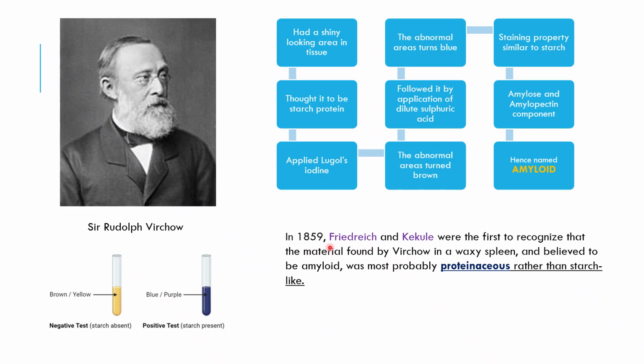But in 1859, Friedreich and Kekulé were the first to recognize that the material found by Virchow in the waxy spleen, which he thought to be amyloid, was most probably proteinaceous rather than starch-like.